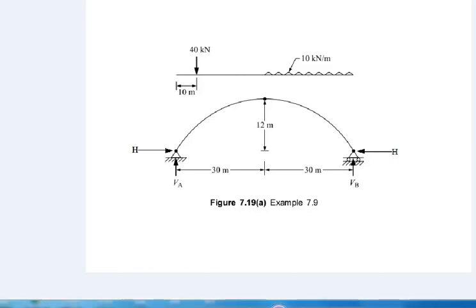So can we write equivalent beam moment minus H into 12 is equal to 0? Equivalent beam moment at C minus H into 12 is equal to 0, because the moment about point C is 0. Equivalent moment minus H into 12 is equal to 0.